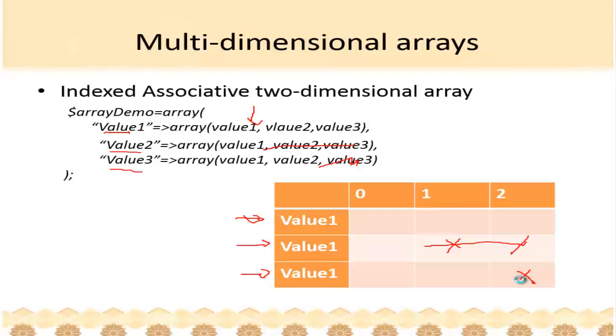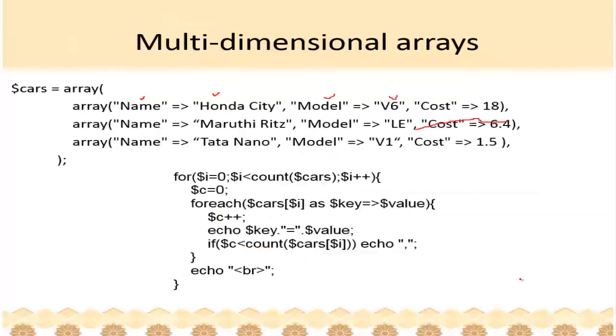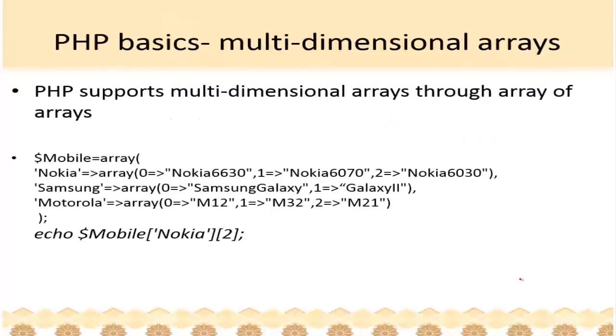Okay, so up to that level you can go. All the elements within a multi-dimensional array need not be the same. It's like in other programming languages where you have a pointer to the other element. So that's the idea that we have.